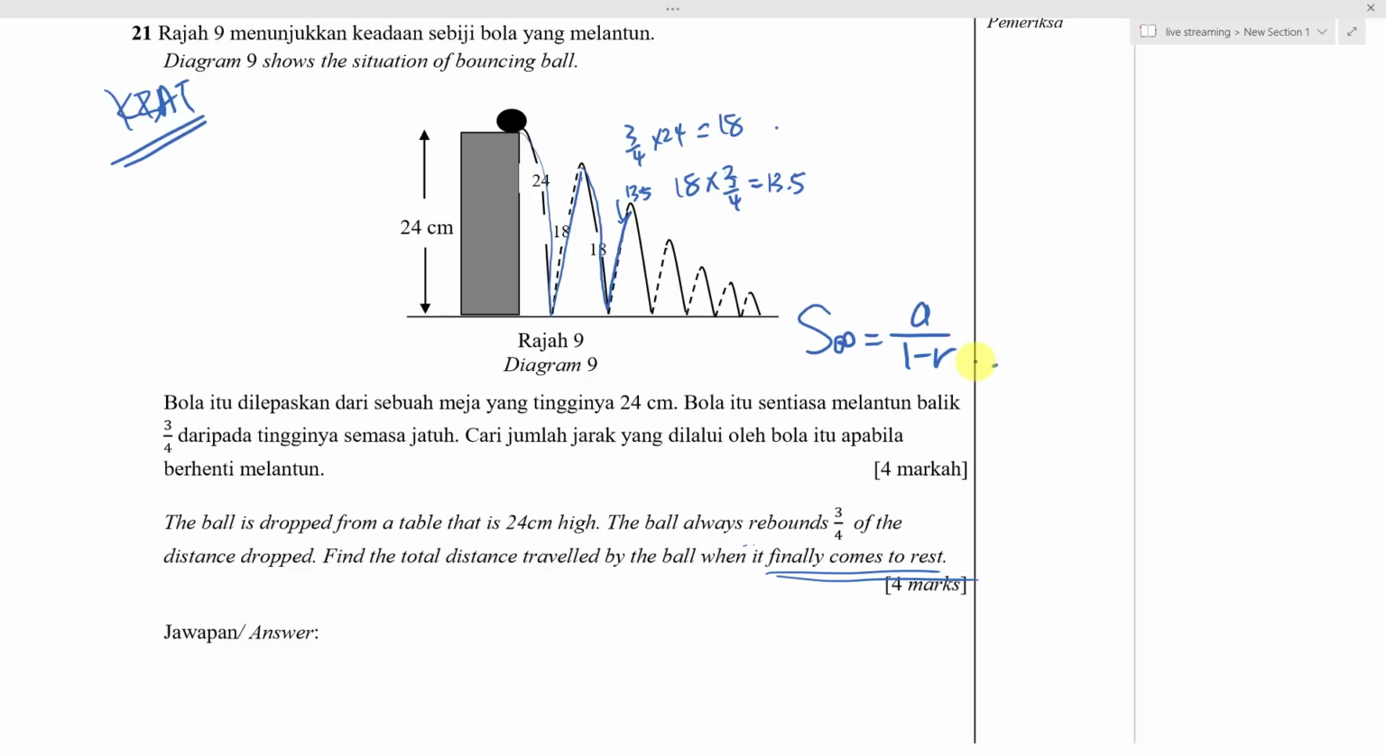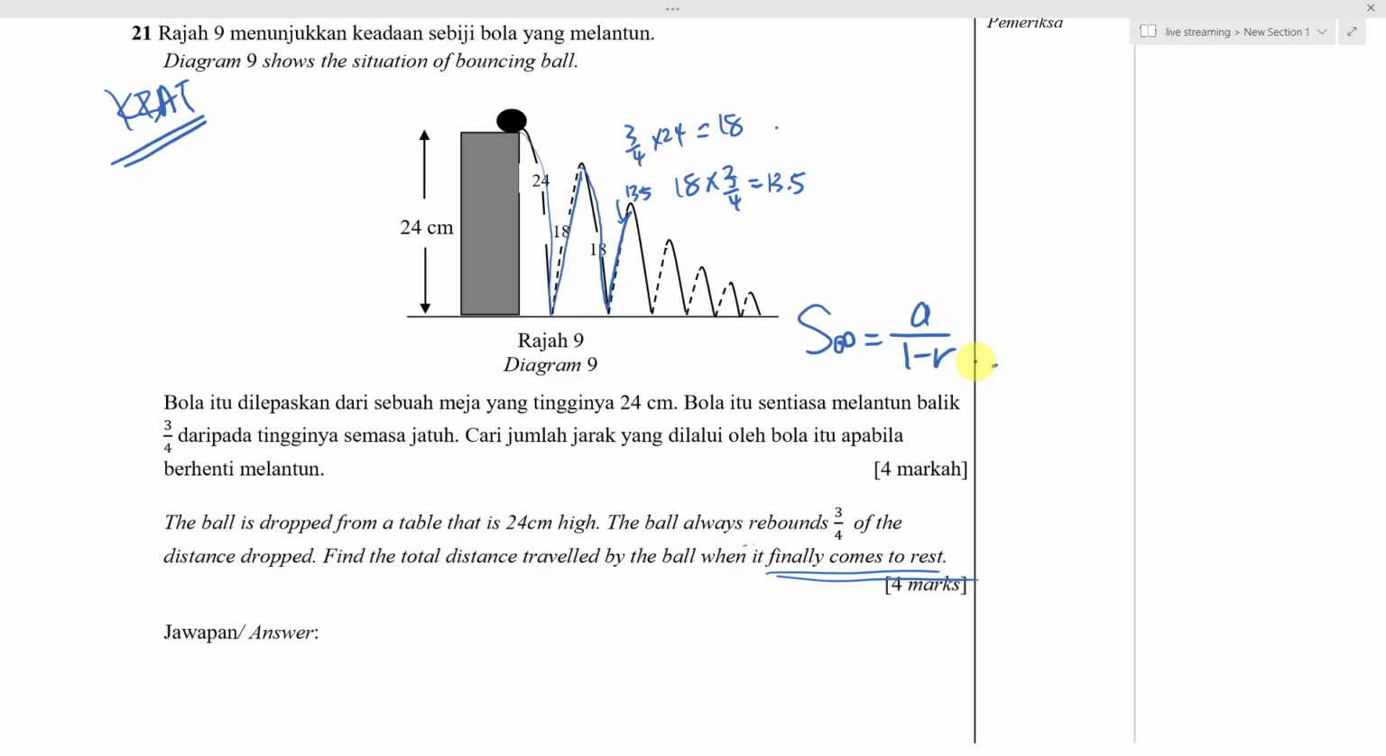Yes, but the question says it still is stopped, right? But we do not know where the tiny distance ends. That means we do not know, maybe it has to bounce 1,000 times or 10,000 times until it stops. Maybe you thought it stopped already, but maybe it still bounced a little bit. So in this kind of case, we just do sum to infinity. Sum to infinity means it's bouncing infinitely.